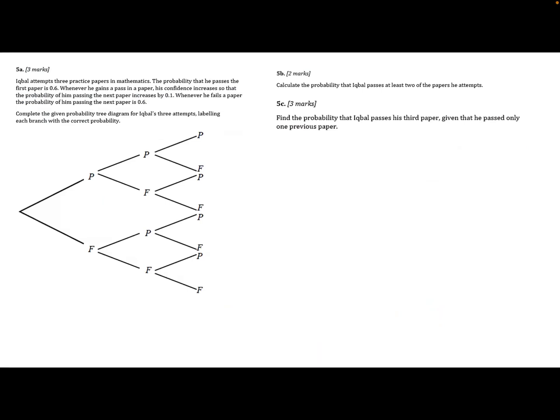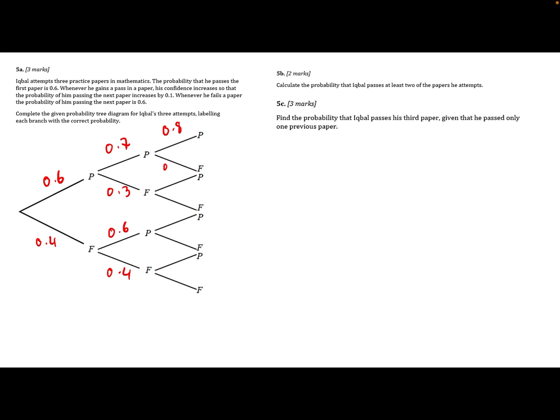And the first part of question 5, you guys did really well, which was putting the tree diagram together. So we said the probability he passes the first paper is 0.6, so the probability he fails the first paper is 0.4. Whenever he gains a pass in a paper, his confidence increases, so the probability of him passing the next paper increases by 0.1. So it's going to be 0.7, 0.3. Whenever he fails a paper, the probability of him passing the next paper is 0.6. So he failed here, so that's going to be 0.6 and 0.4.